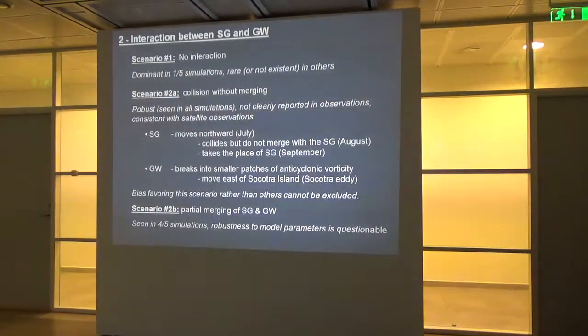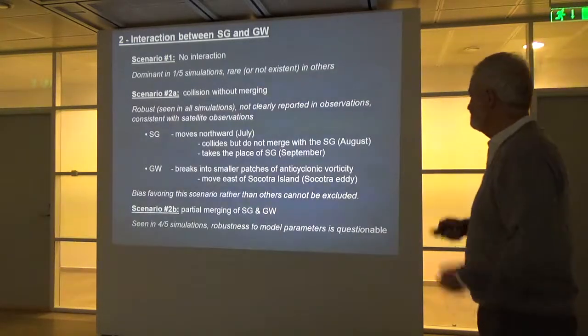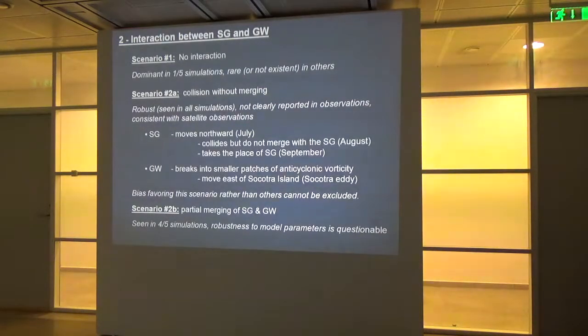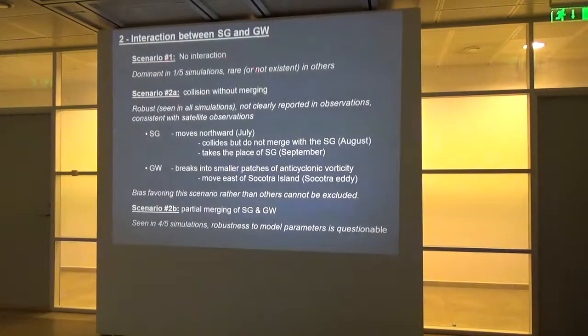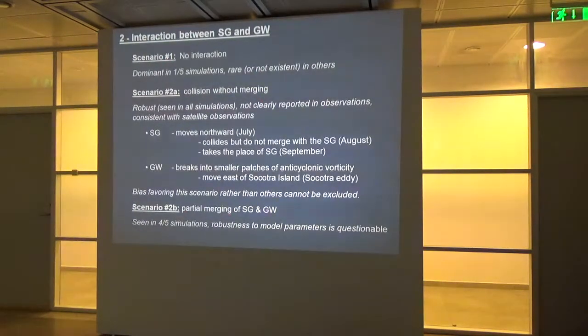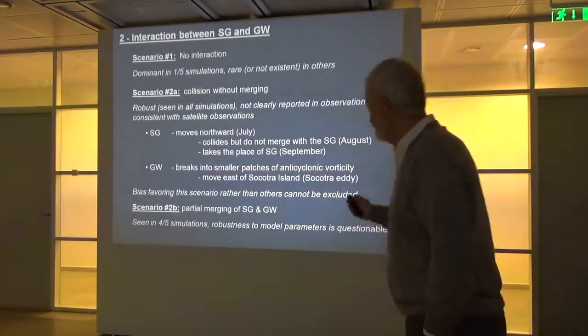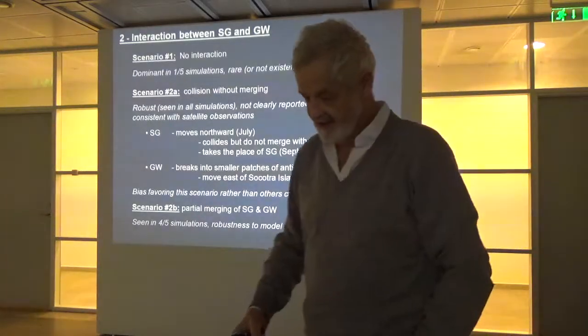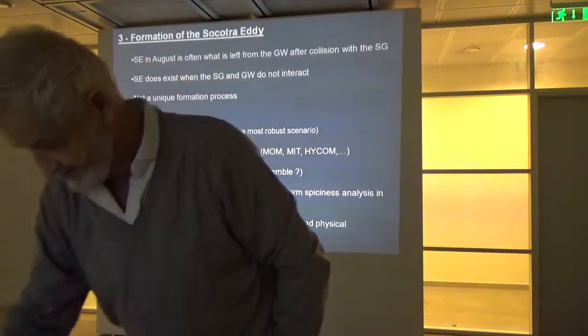So we provided an answer because of the paper of Bill in 2013. They were asking what the generating process is. They noticed those eddies from satellite observation, but they didn't know about the process. So this study provided a scenario for the process. Then, more complicated, the interaction between these two big patterns. We have 3 scenarios: no interaction, collision without merging, and partial merging, with different robustness and things like this.